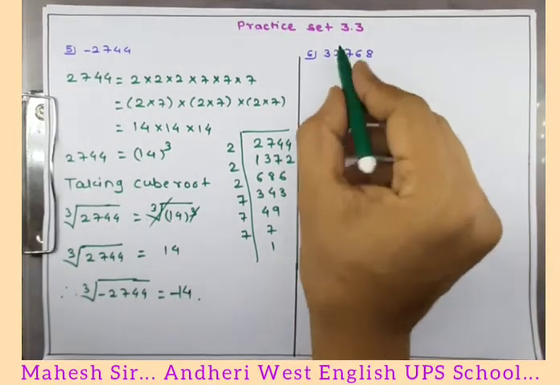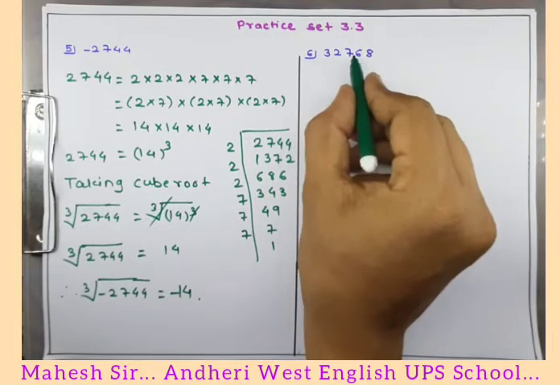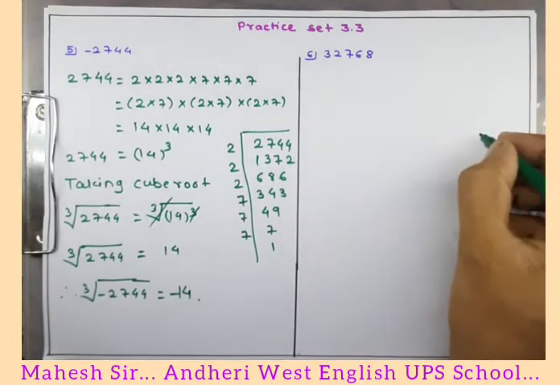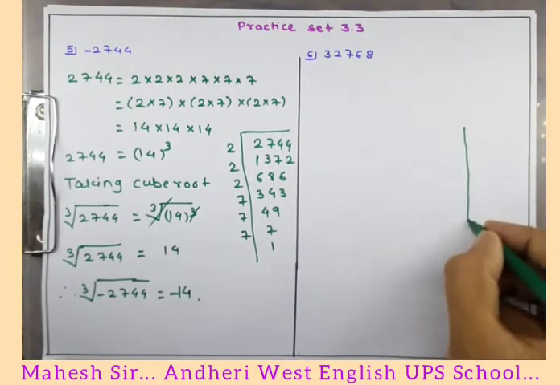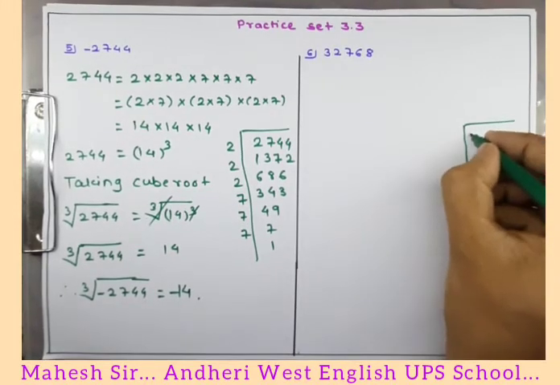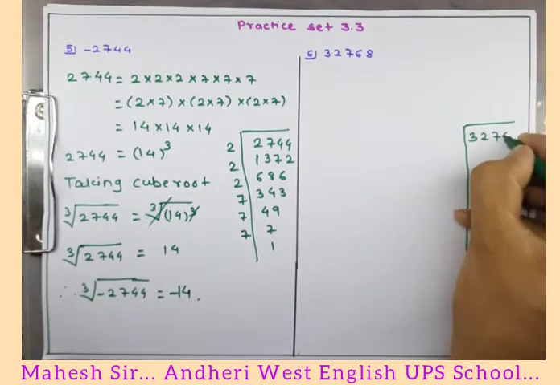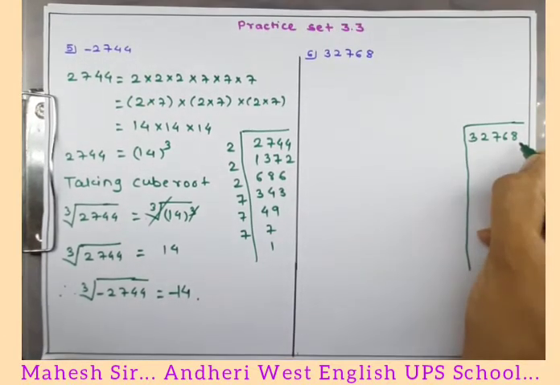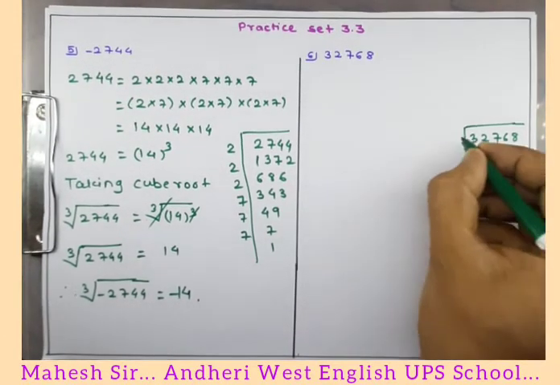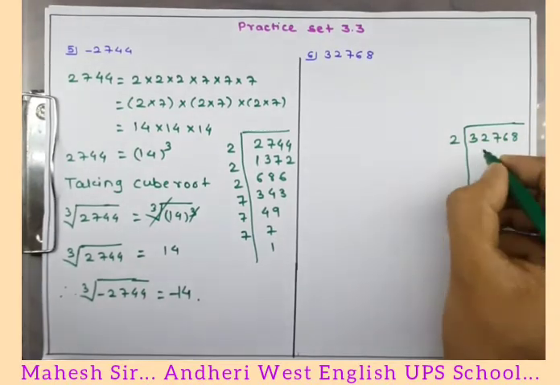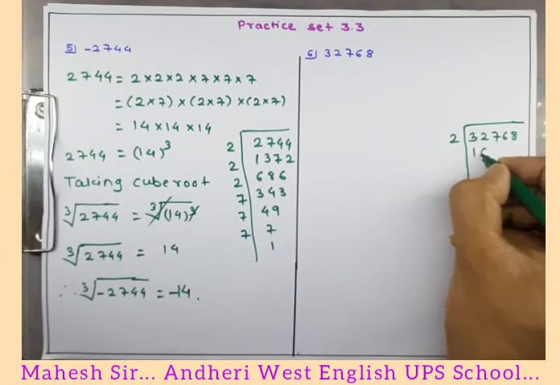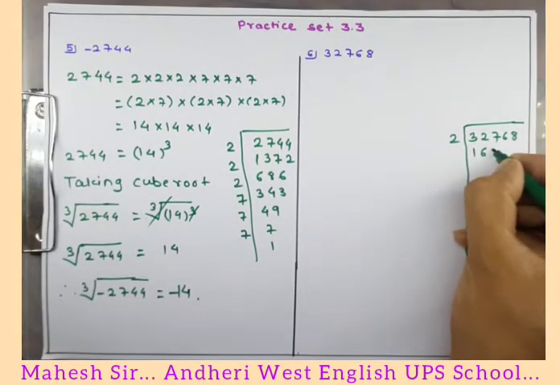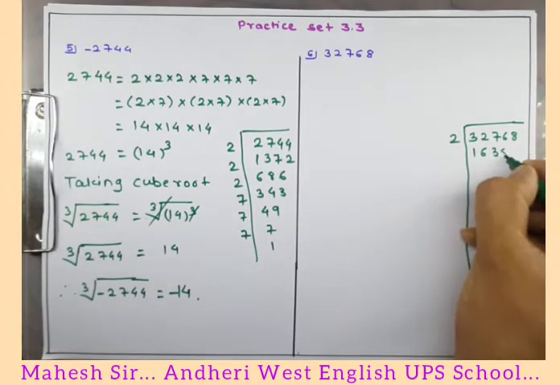Then the next sum, that is 32,768. So same, we'll find out the factors for 32,768. First at the end 8 is there, so we'll divide by 2. So 2 1s are 2, 2 1s are 2, 2 6s are 12, 2 3s are 6, 2 8s are 16, and 2 4s are 8.